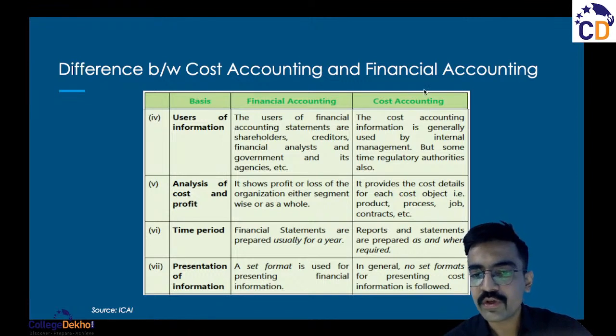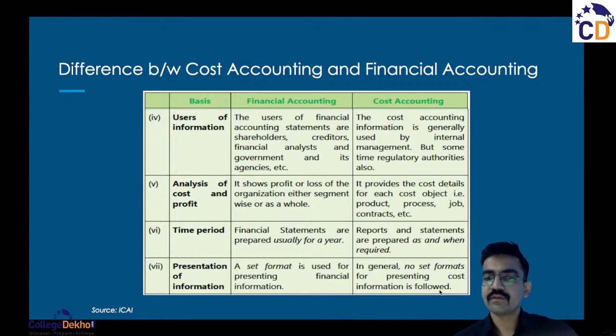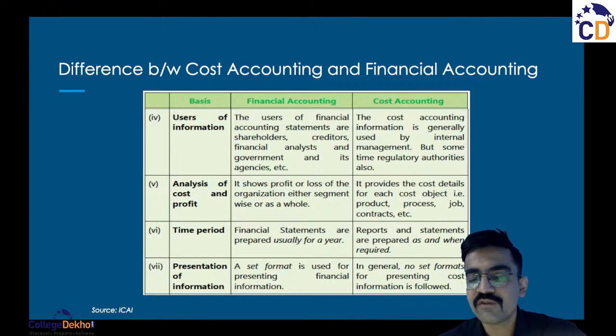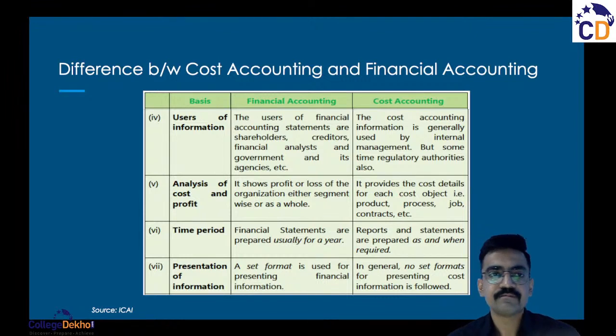While cost accounting, on the other hand, has no set formats for presenting cost information, and since these again are for the internal users of a company, for the management of the company, there is no prescribed format, or there is no set standard on the contents of these internal reports. And so this is again one of the basic differences.